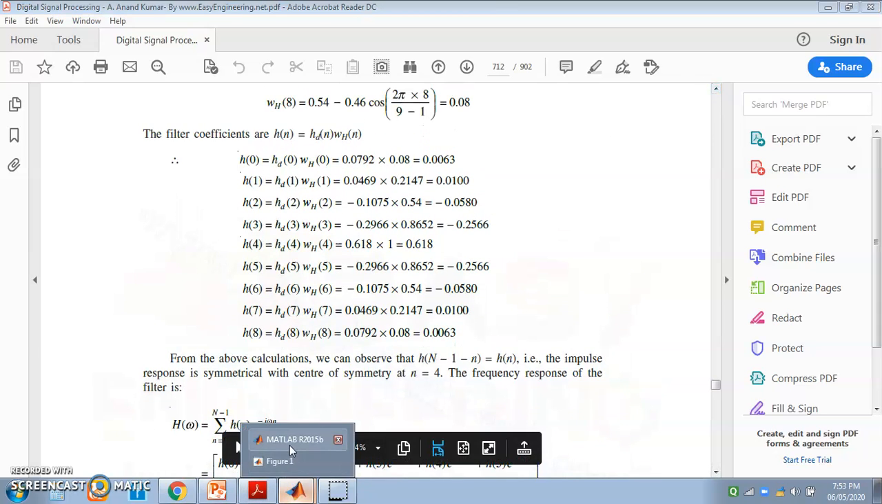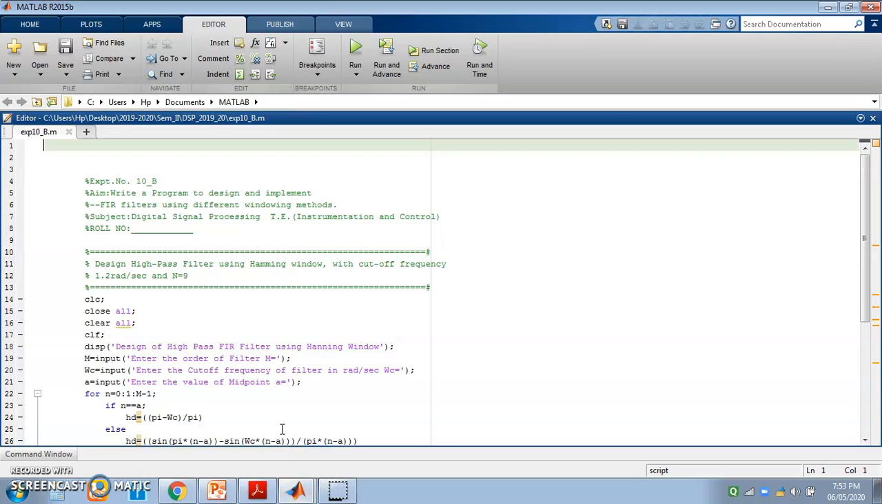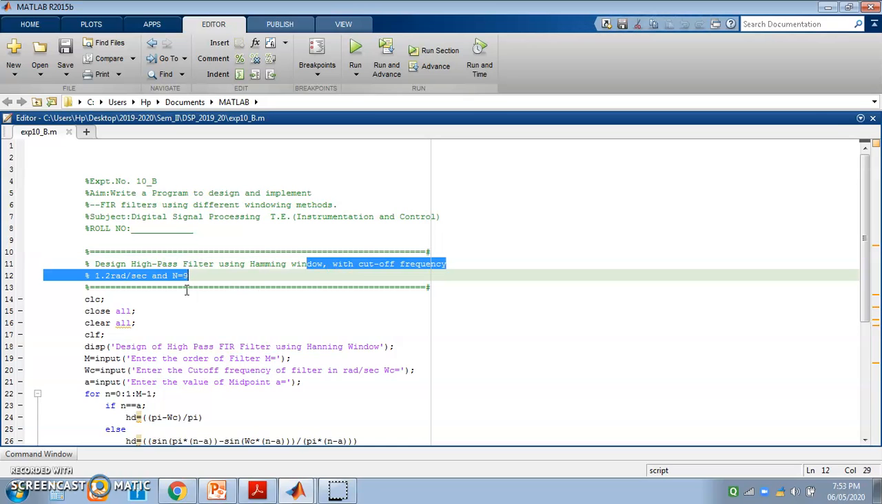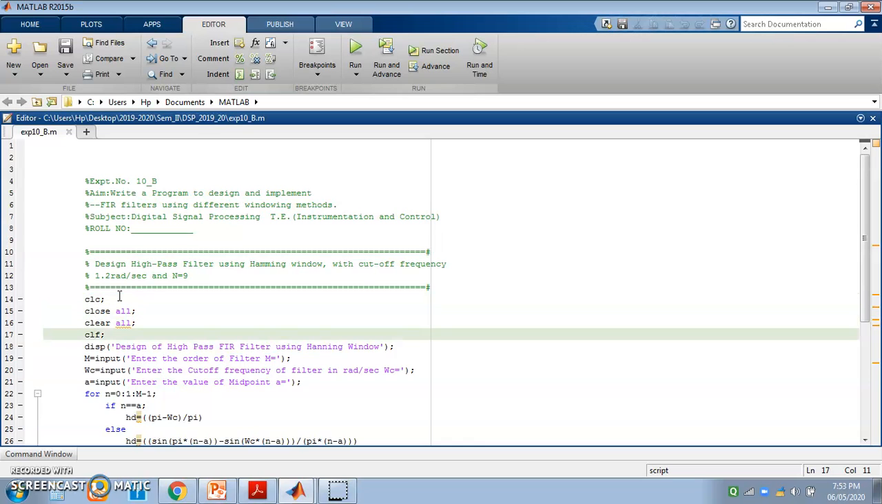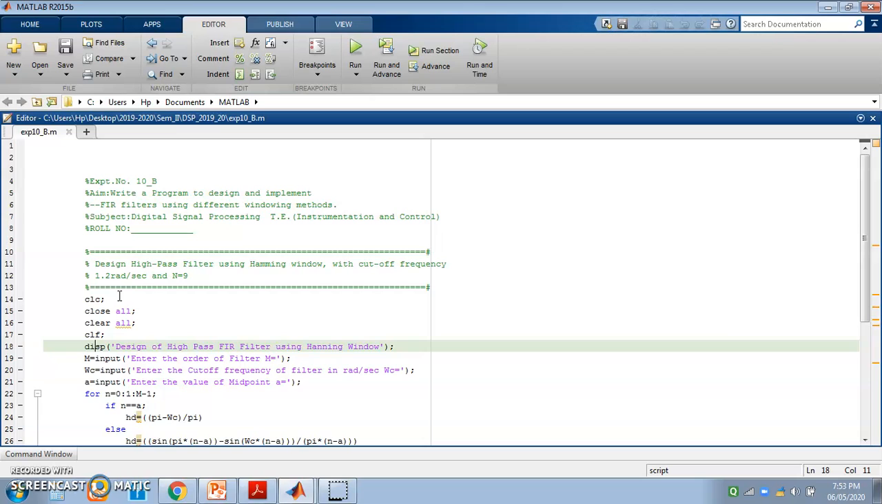Here we are going to use the MATLAB 2015 version B. So here I am going to simulate the FIR filter, that is design of high pass FIR filter using Hamming window and with cutoff frequency as 1.2 radian per second, and the filter length is equal to 9. So from line number 14 to line number 17, it is just the initialization for the MATLAB environment, and here I have just displayed the message that is design of high pass filter using Hamming window.